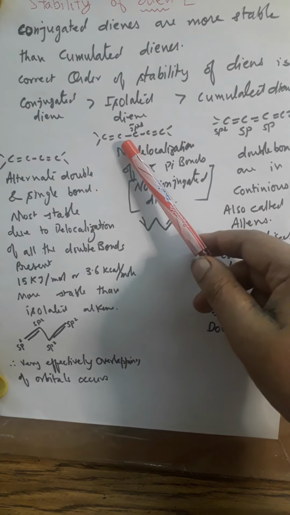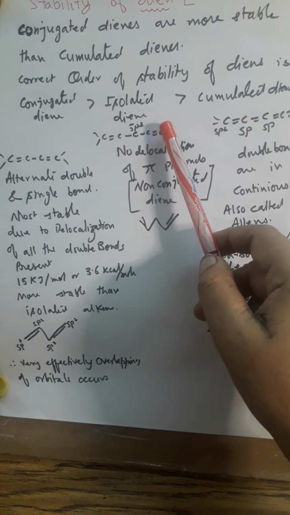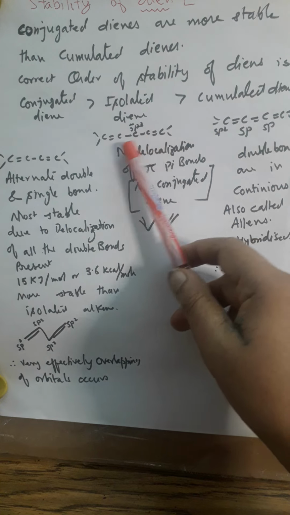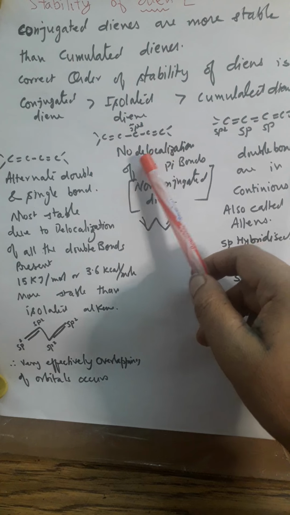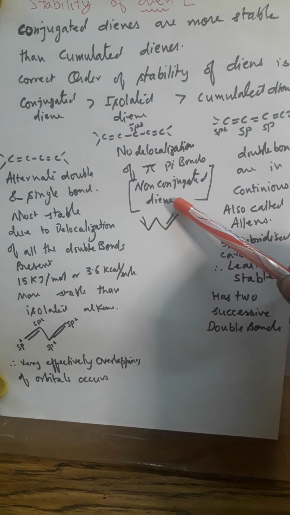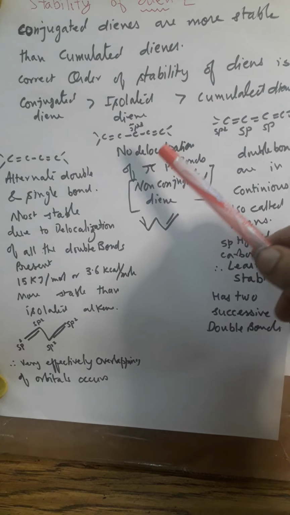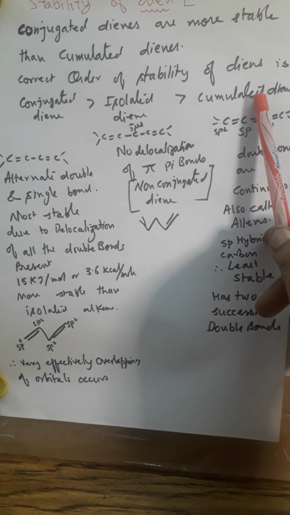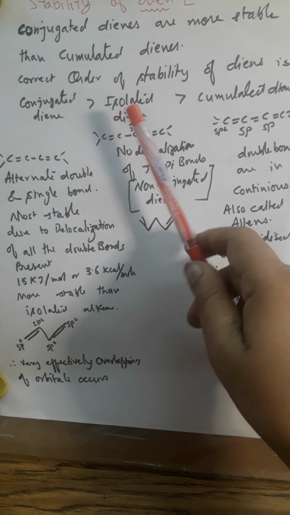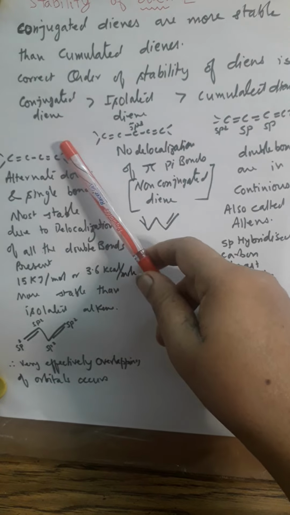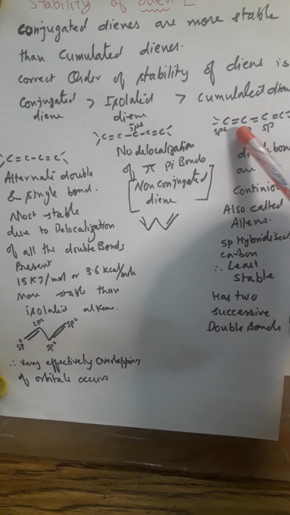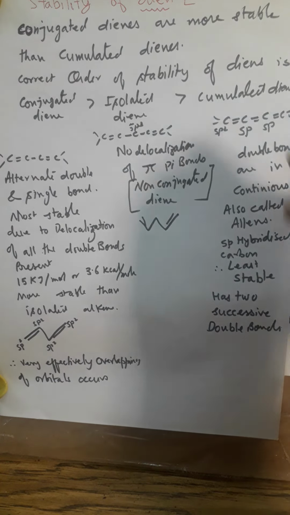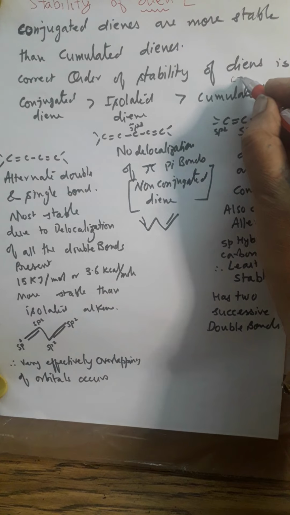See, isolated diene, as I told you, has two double bonds that are not adjacent to each other or alternately present. They are far away from each other. Clear? So there is no delocalization of electrons. So it is more stable as compared to cumulated diene, but it is less stable than conjugated diene. Now what are cumulated dienes? It means all these double bonds are one after another: double bond, then double bond. If I am saying diene, I have to make it like this only.